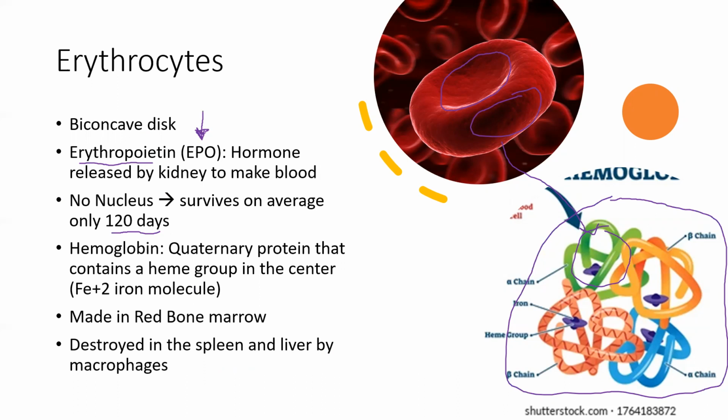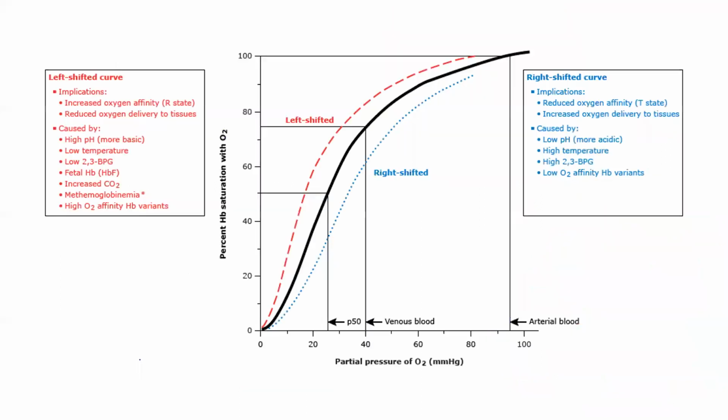When 120 days are up, or when a blood vessel is damaged and blood cells are hurt, they go to the spleen and liver to be destroyed by macrophages. Macrophages destroy things by eating them, so think of Pac-Man eating the red blood cells.